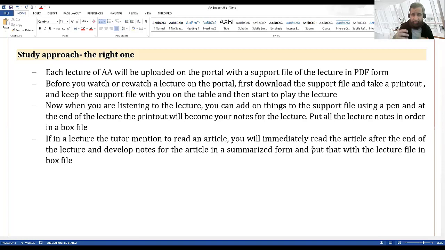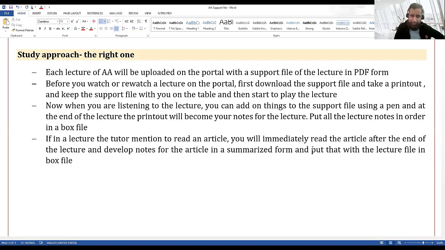So suppose you're attending lecture number 7 and lecture number 7 has a support file. You scribble it out, put it in the box file, but with lecture 7, there was an article to read. So lecture 7 support file followed by the summary of the article. This way you accumulate your notes lecture by lecture. So your box file has to be very organized: orientation lecture, lecture 1, lecture 2, lecture 3, lecture 4, lecture 5, lecture 6, lecture 27, lecture 28, lecture 29, lecture 30. So you have to arrange the box file in order.